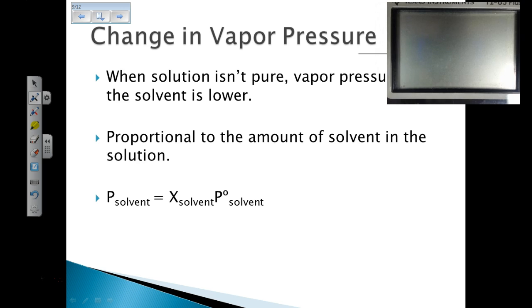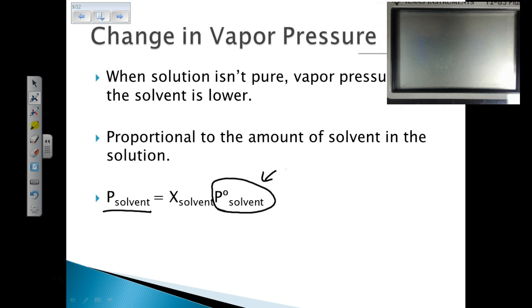But when you have a solution that isn't pure, when there's something dissolved in it, the vapor pressure will always be lower. That pressure is lowered proportionally by how much solute and solvent there is in relation to each other. So you have a formula that looks kind of like this. This is the new vapor pressure, and this is the original vapor pressure of the solvent, or the one that you can look up.